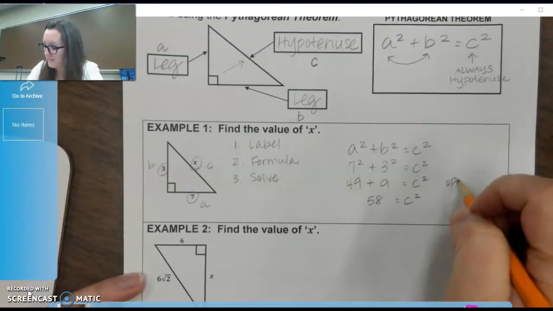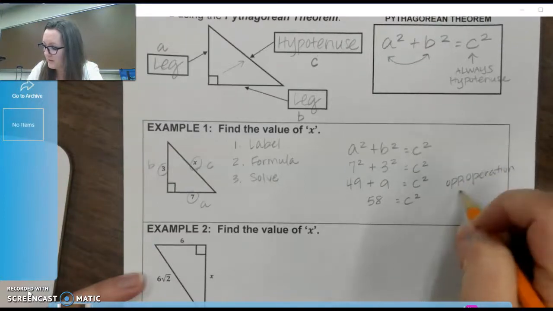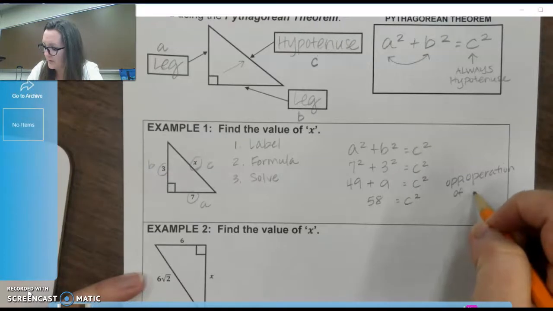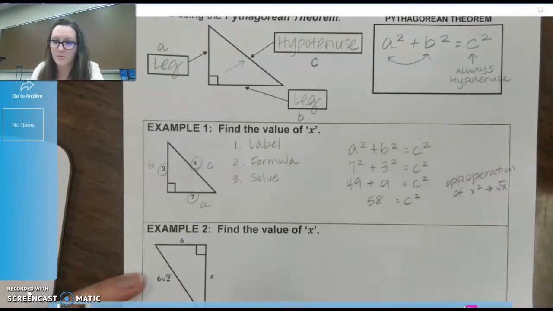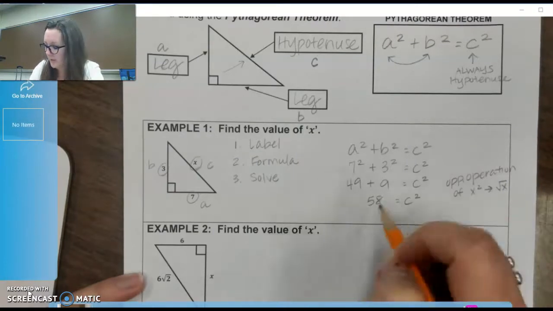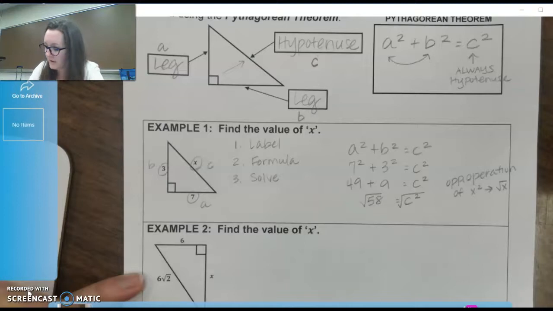The opposite operation of squaring: anytime I square something, the opposite of that is taking the square root. So just a little side note there. So I'm going to take the square root of c squared, and I get the square root of 58.